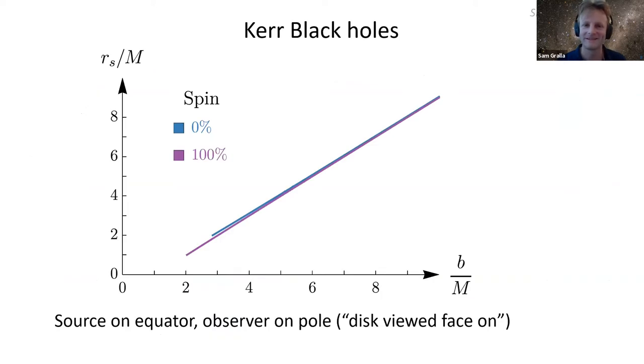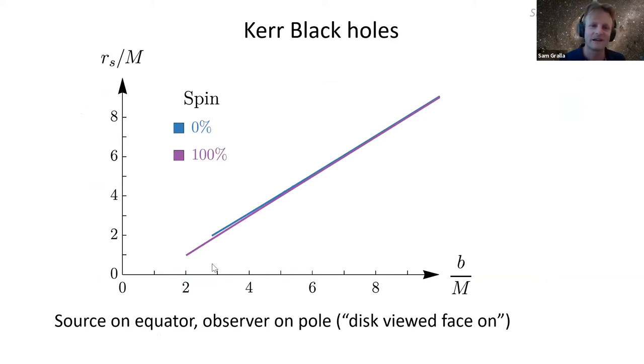Okay, here it is. All right, so first of all, notice the two lines are on top of each other. Spin makes absolutely no difference. And in fact, spin has almost no effect on lensing. If anyone says they've measured spin from a measurement like this, what they've done is made some astrophysical assumptions that make the emission profile depend on spin. It's not coming from lensing, okay? So what is this showing us?